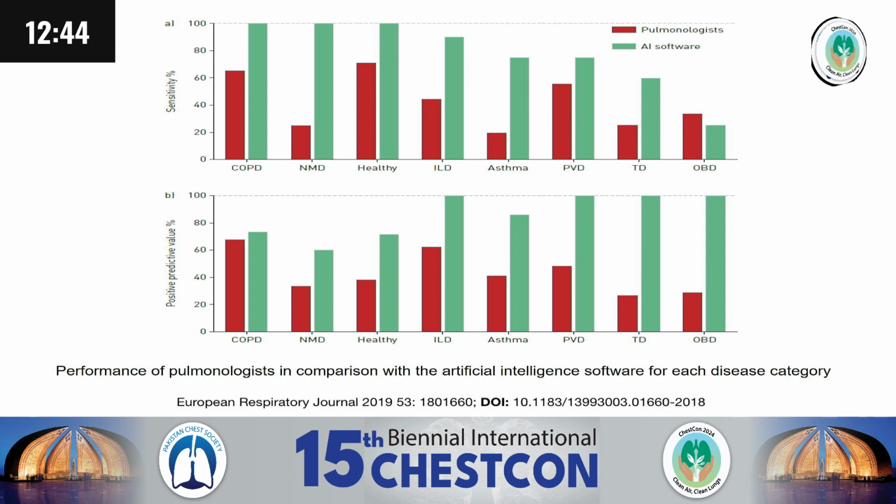You can see the pulmonologists are in red, and the AI software is in green. The AI software beat pulmonologists in almost everything, except OBD, which stands for other pulmonary diseases like bronchiectasis and cystic fibrosis. Other than that, for COPD, neuromuscular disease, healthy patients, ILD, asthma, pulmonary vascular disease, and thoracic deformity, AI did better than the pulmonologist.